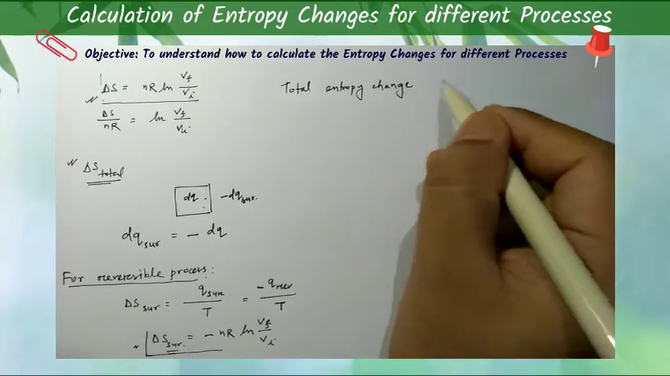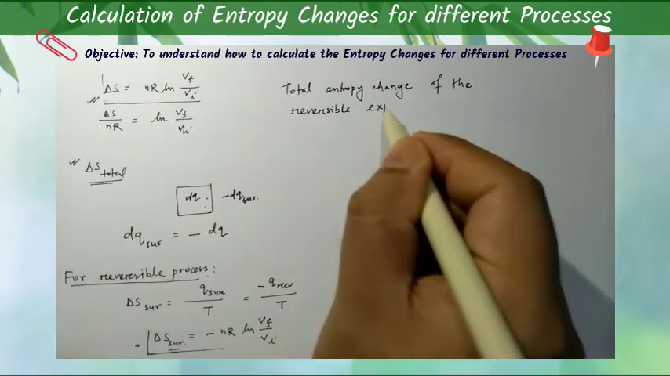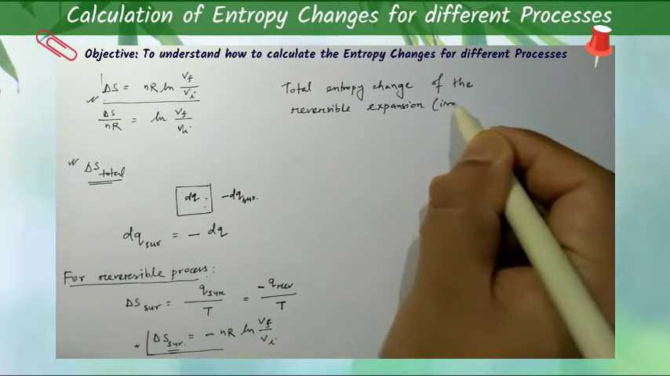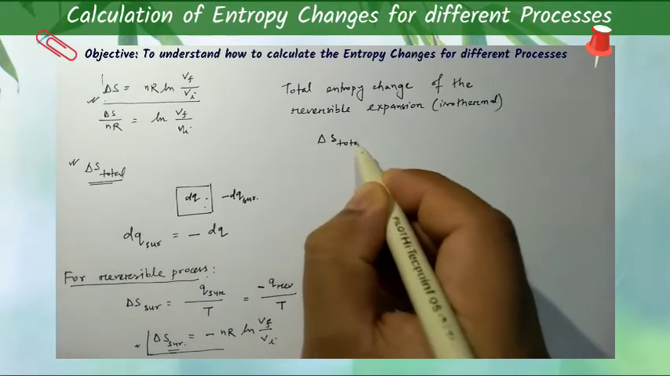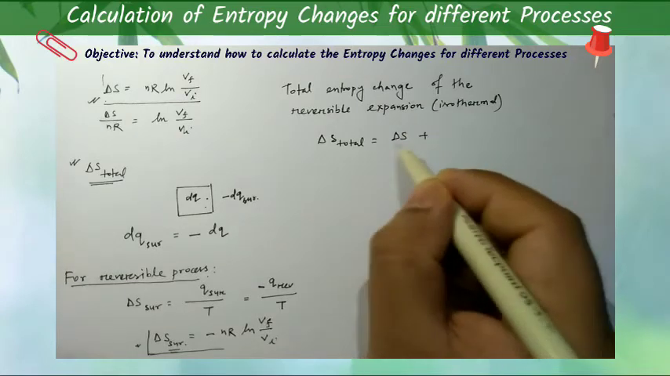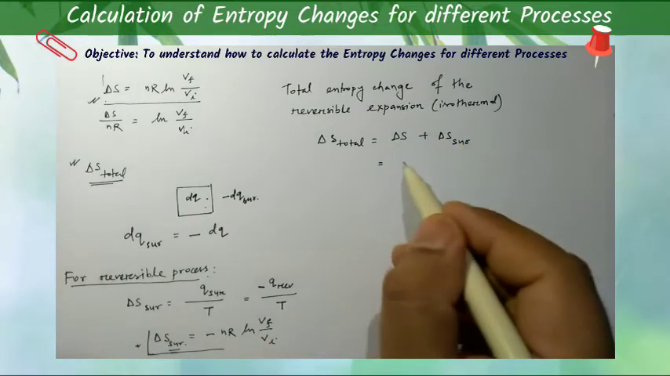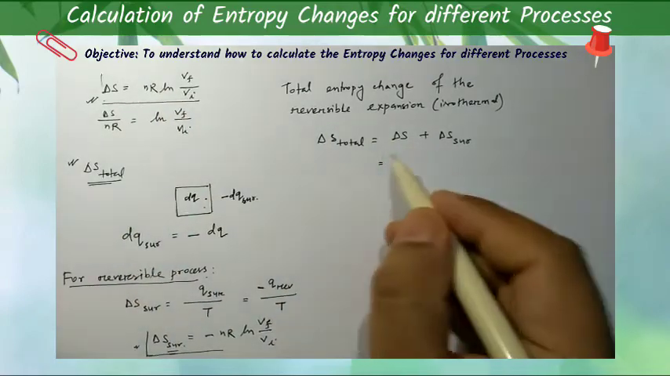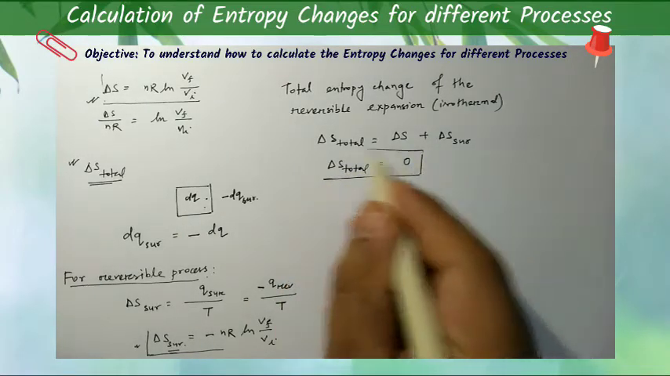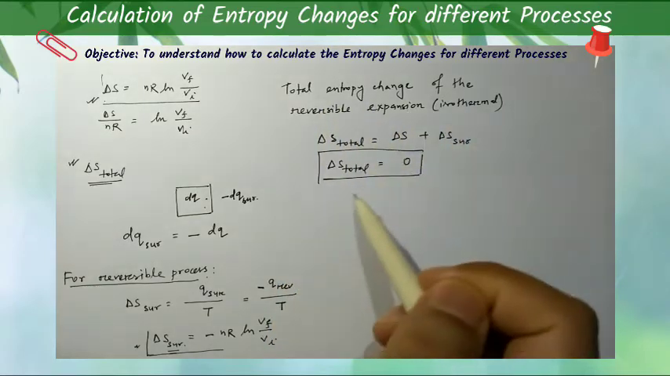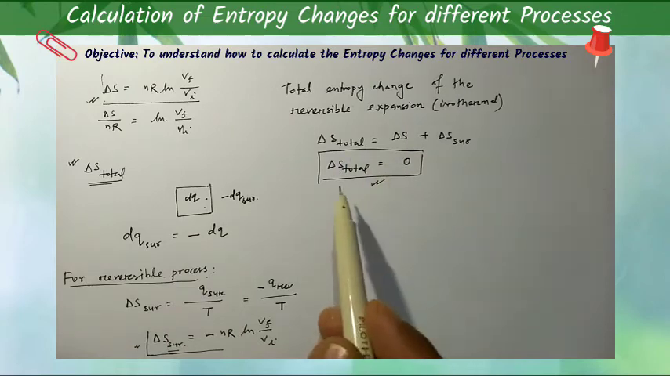the reversible expansion, but here it is isothermal expansion. So del S total is equal to del S, which represents the change of entropy for the system, plus del S surrounding. So it will become 0, because if you put the values, they cancel each other. So del S total for reversible expansion, that means isothermal expansion, will always be equal to 0. So for the reversible process, the total change of entropy is equal to 0.